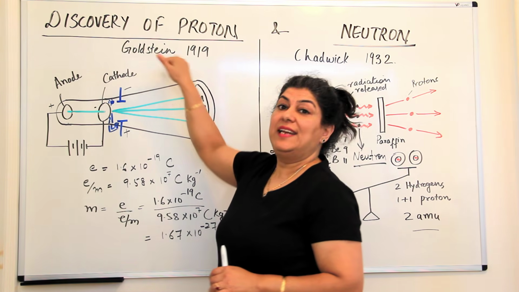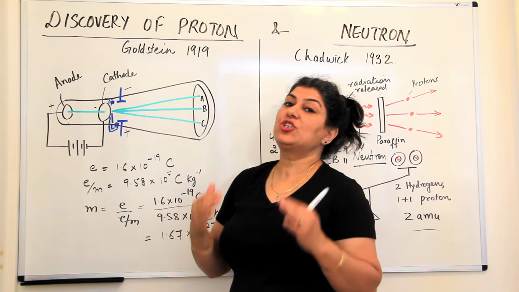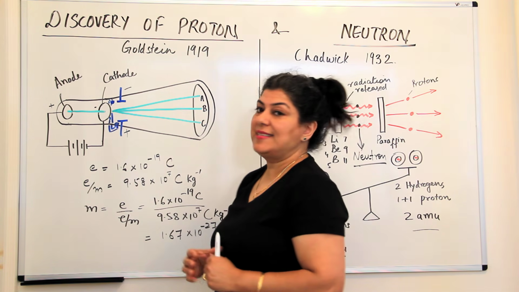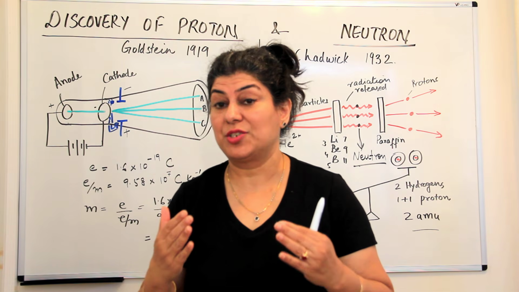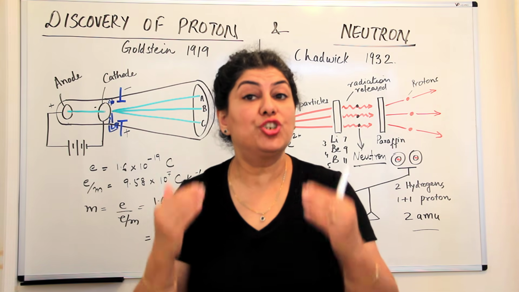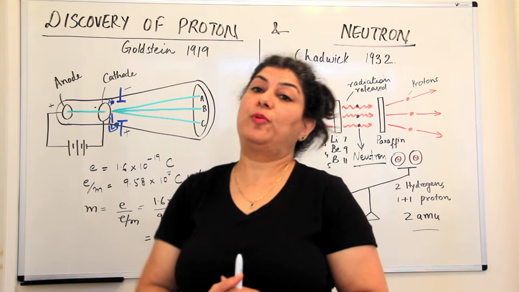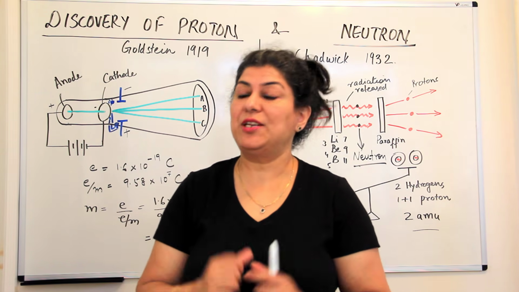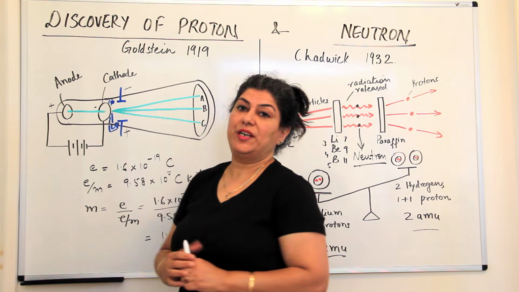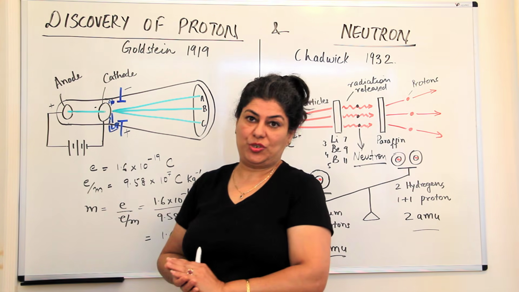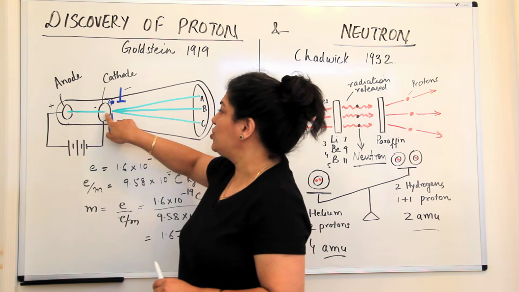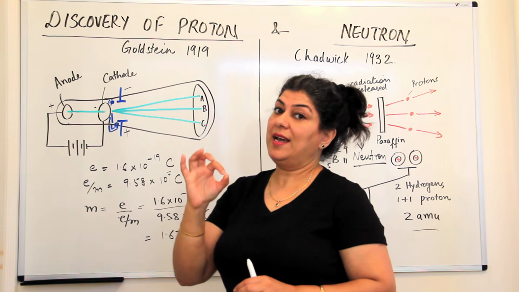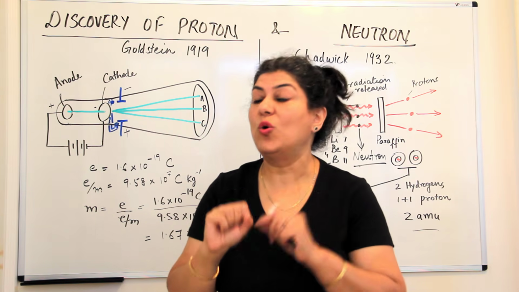Now Goldstein in 1919 carried out a similar experiment, and this time he knew that if there are negatively charged particles present in an atom, there should be an equal amount of positive charge. And to establish that, he modified the cathode ray tube by switching the electrodes. That is, this became now the anode and this was the cathode. And this time it was the cathode which had a hole in it.